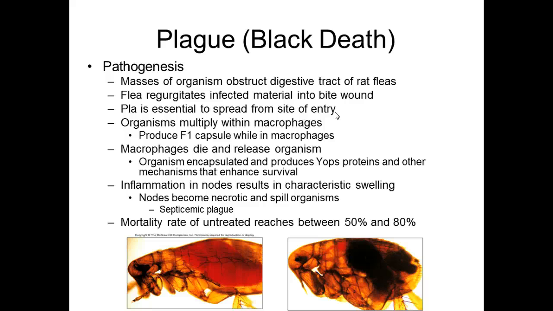Inflammation in your lymph nodes results in the characteristic swelling that people see. Nodules become chronic and spill the organisms, and this is referred to as septic plague. Mortality rate of untreated reaches 50 to 80%, hence why it was called the Black Death.